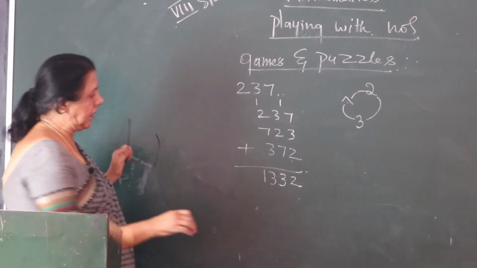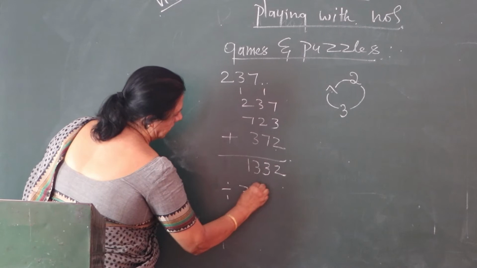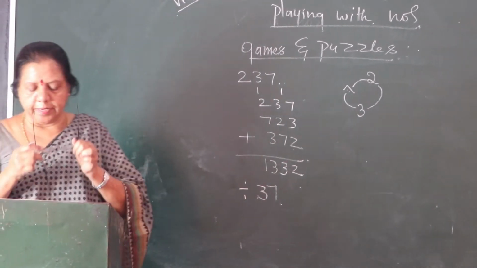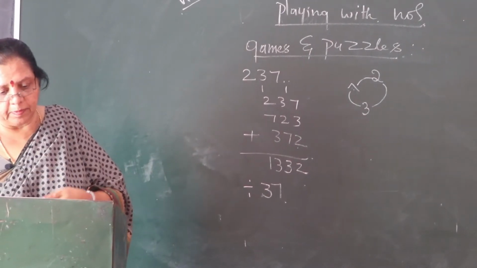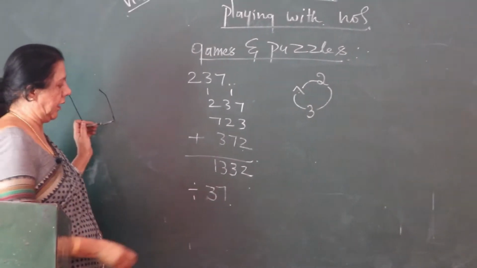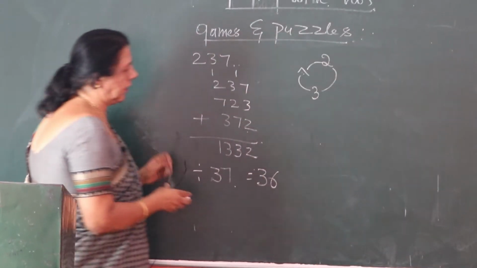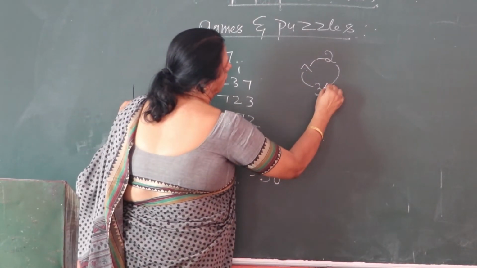This is divided by 37. So fully dividing, the result will be 36. You are getting 36. How to make a cycle, you come to know, no?